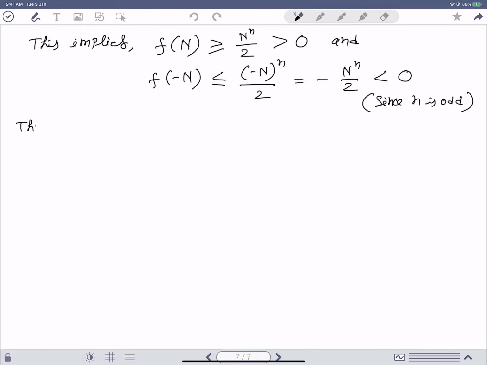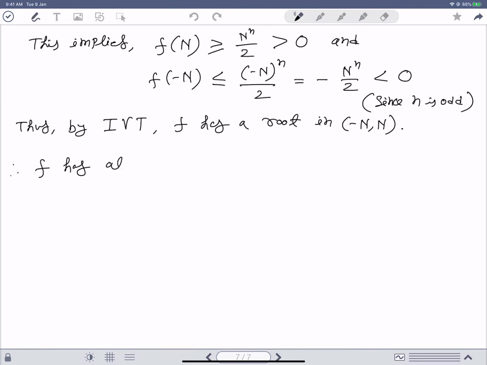Thus, by the intermediate value theorem, we can say that f has a root in the interval (-N, N), right? So we can say that f has at least one real root if n is odd. So we are done.